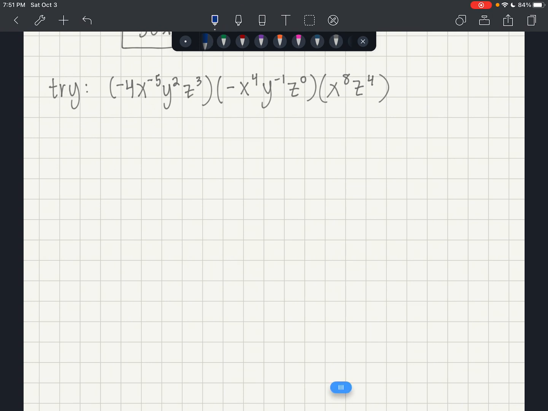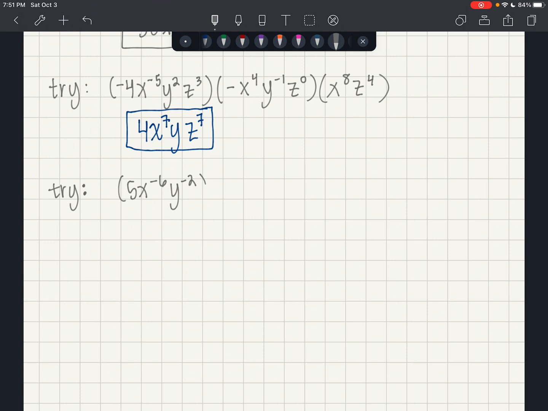Okay, go ahead and press pause, try this problem, and then come back and check your answer. And the answer is positive 4 x to the 7th y times z to the 7th. Now, if you only have this answer written down on paper and you didn't show your work, then you didn't really do the problem. Try to make sure that you are showing all your work, because you can find mistakes when you show your work.